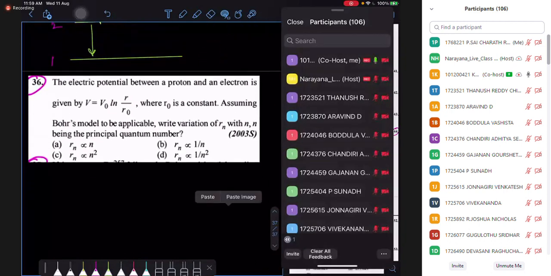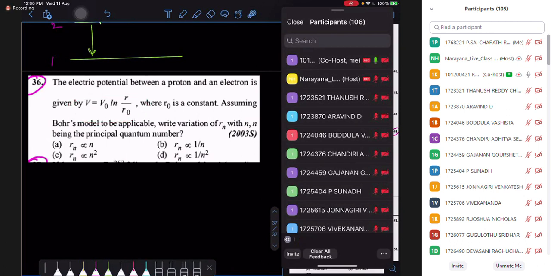Here, question number 36. Electric potential between the proton and the electron is given. But that's a hypothetical situation once again. Okay, not a real situation. Completely hypothetical situation is given. Yes, potential is hypothetically given in this way.